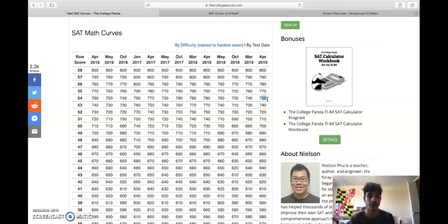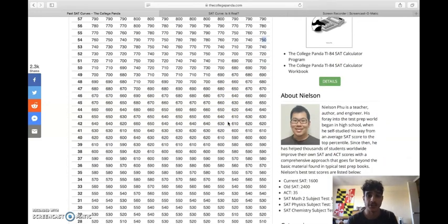The test is curved based on how everyone does. It's not like the person who got the highest score of 780 gets bumped up 20 points, and everyone else gets bumped up 20 points, right? It's not high school, it's not middle school. These curves are standardized, they follow a normal distribution curve, and that's how they're generated. So hopefully this video makes you guys understand how curves work on the SAT.